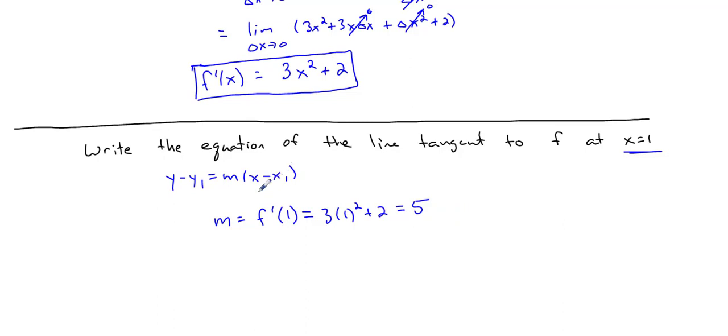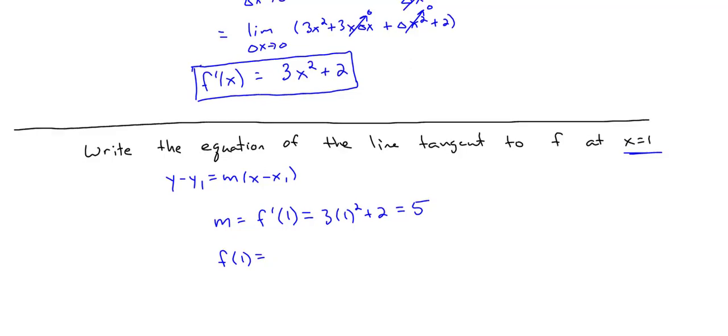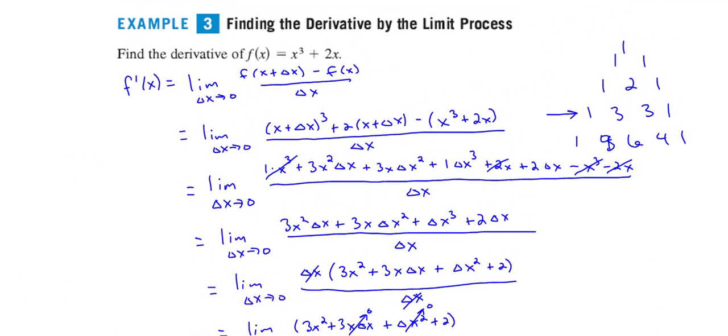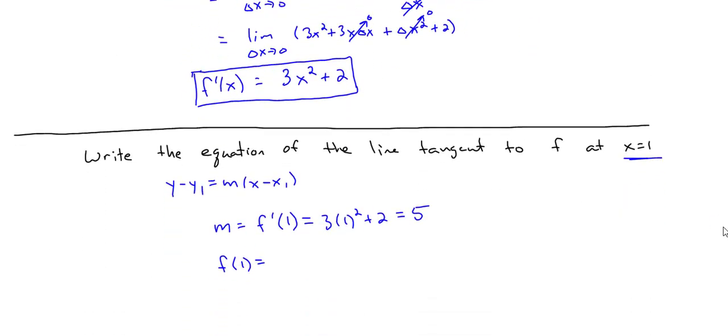Now we need our point, our xy coordinate. Well, we know x is 1. Well, how do we get the y value? Well, we evaluate our function at 1. And our function is way up there, x cubed plus 2x. 1 cubed plus 2 times 1. 1 plus 2 is 3. All right, our y is 3.